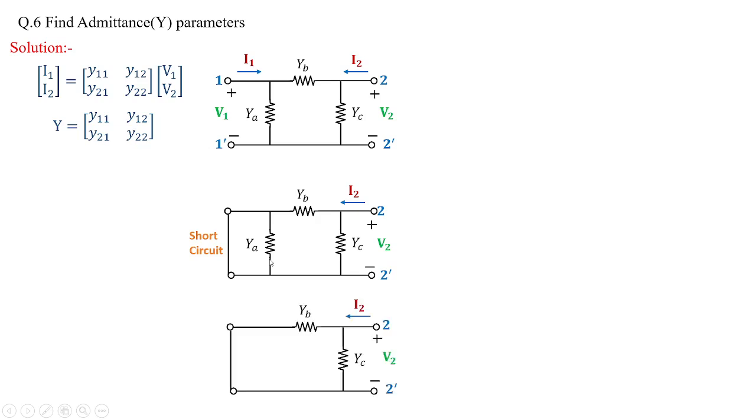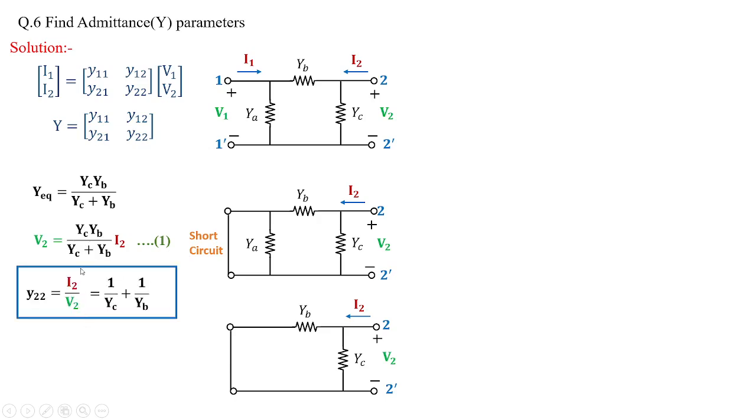Once this is shorted, YA is shorted by a line, so it goes off. Then we have YB parallel to YC. The equation for this equivalent will be YC YB by YC plus YB. And if I want to know the value of voltage in terms of current, the answer is YC YB by YC plus YB times I2, and this we are treating as equation 1. Then Y22 is equal to I2 by V2 from this standard equation. So you can get the value of Y22 as 1 by YC plus 1 by YB.